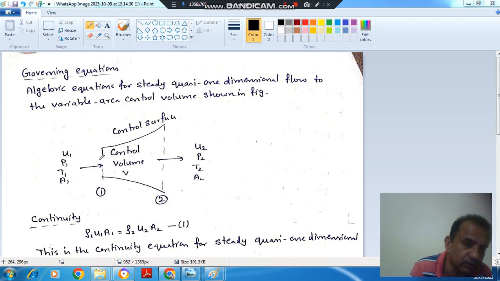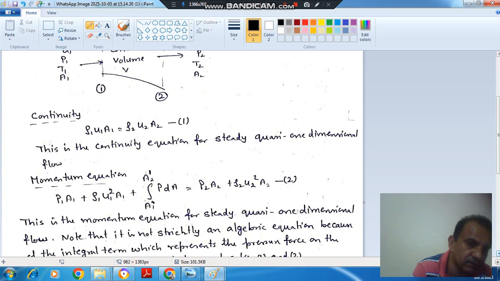Mass inflow is rho 1 u1 A1. Rho is density, u is velocity and A is area. So at location 1 these are represented by 1. This is the mass inflow, and here the mass outflow is rho 2 u2 A2. That is your equation number 1, that is your continuity equation. So that is the continuity equation for steady quasi one dimensional flow.